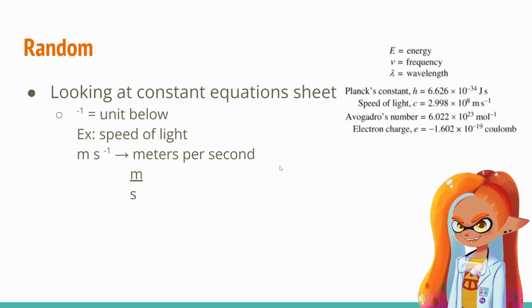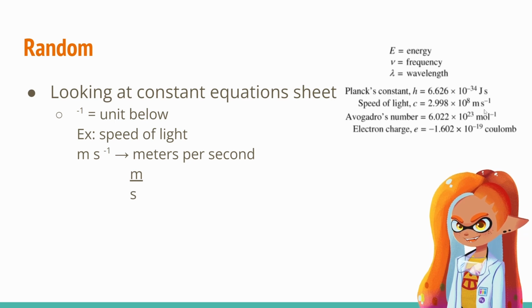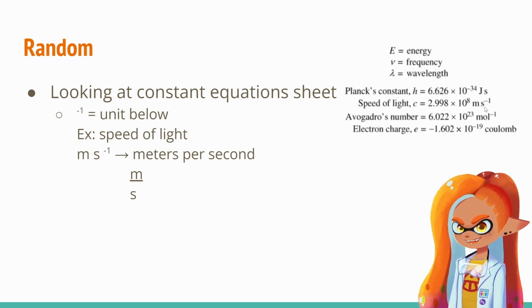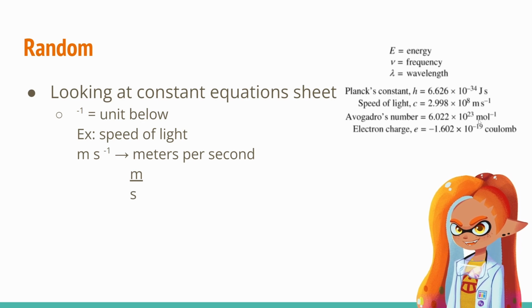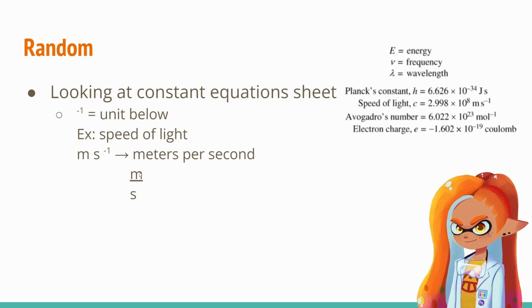And so looking again at the right part of the constant equation sheet, you can see that here we have the -1 symbol. So for the constants of this class, College Board likes to write it like this. I personally don't. I usually do a slash, but I think they just didn't want to be confusing or whatever. So just make sure you remember that anything with -1 is per. So here, for example, the speed of light was m s-1, and that means meters per second, so you could put m/s. So just keep that in mind.